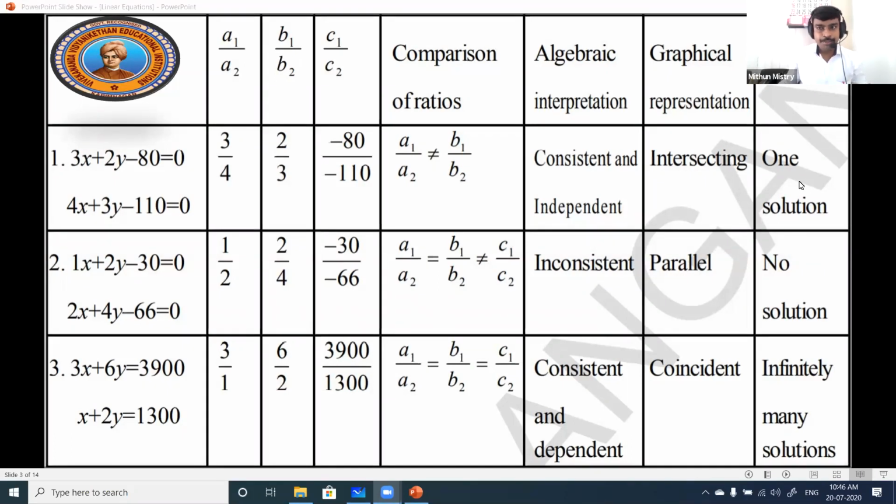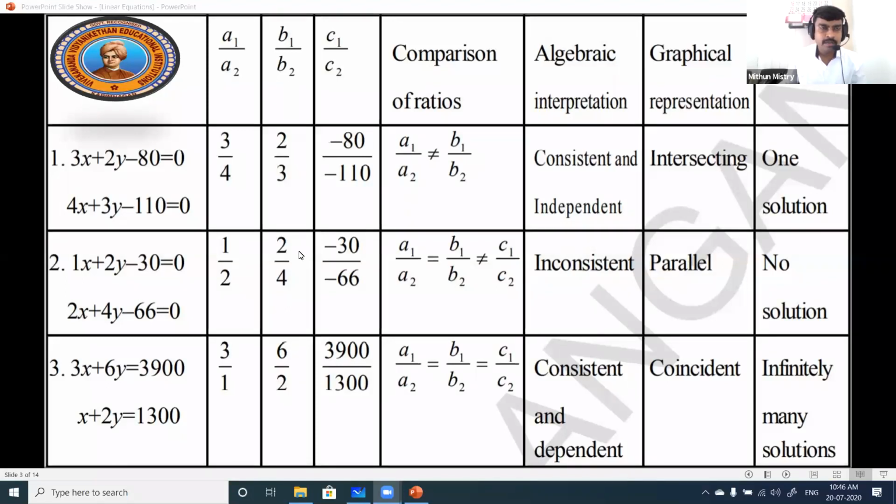So if you have a solution, then we call them consistent. It doesn't matter whether it is having one solution or many solutions, they are consistent. And if you don't have any solution, for which pair of lines don't you have any solution? For parallel lines, we don't have any solution. Such lines are called an inconsistent pair of linear equations. So this is what we learned on the previous day.